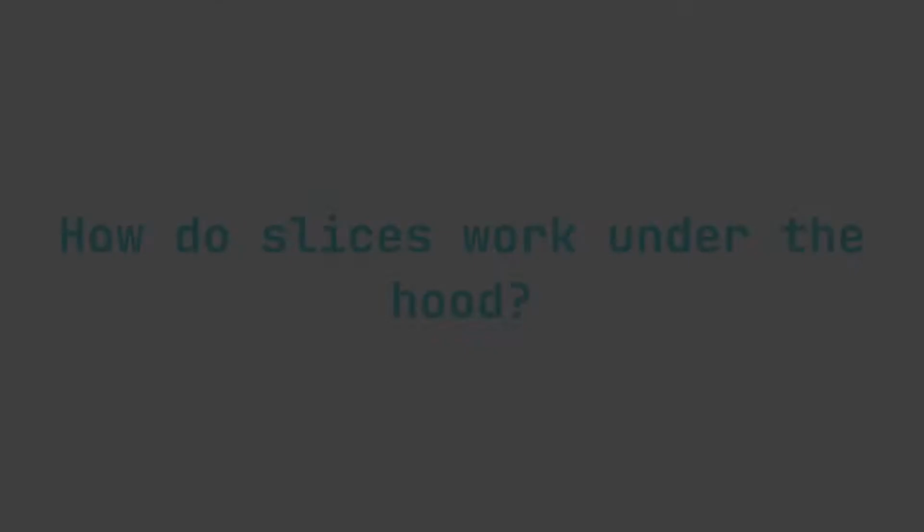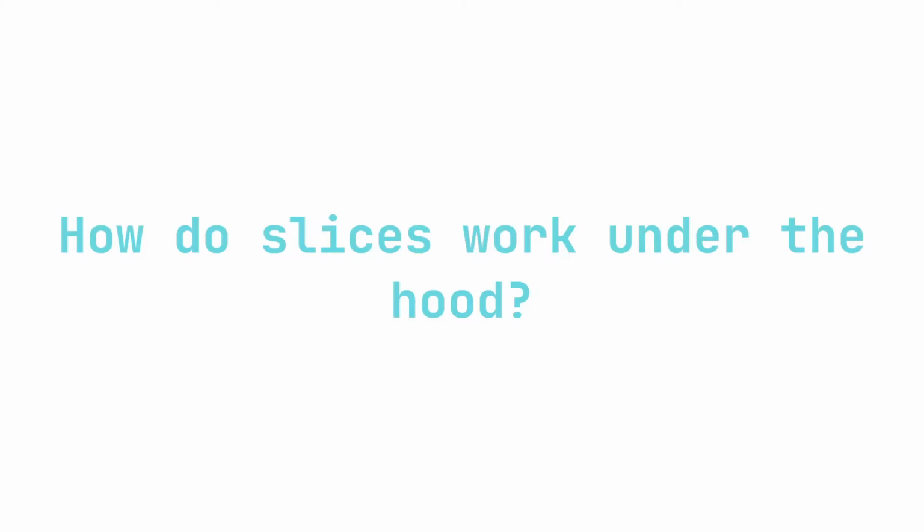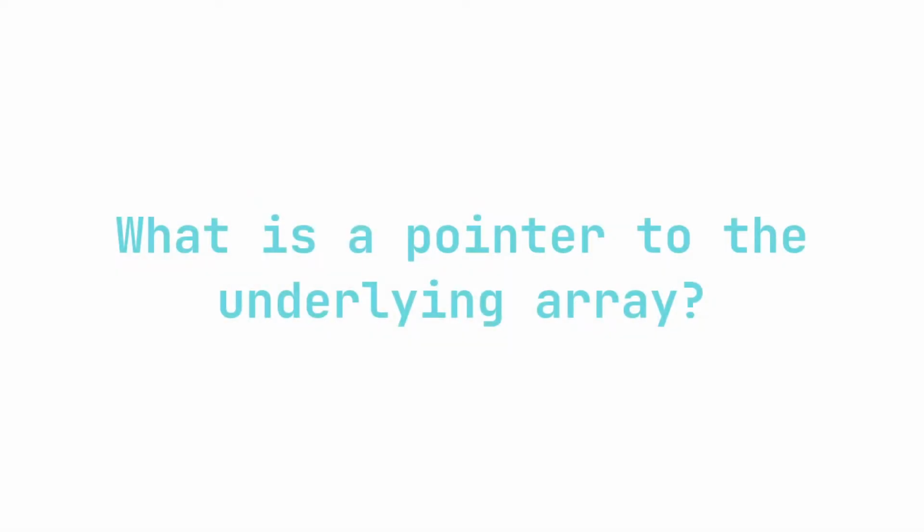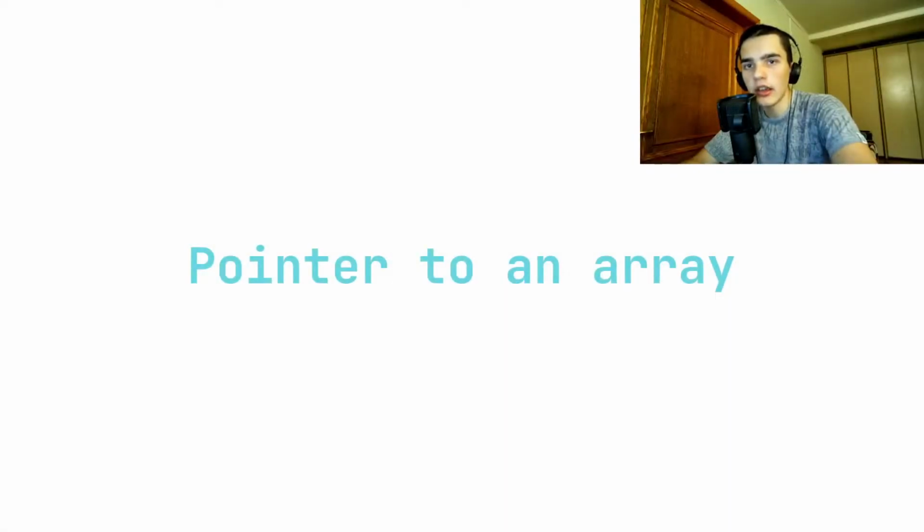Why is that? How do slices work under the hood? A slice has 3 elements under the hood. The first is a pointer to the underlying array, the second is the length, and the third is the capacity. What is a pointer to the underlying array? Slices do not contain data, so they have a pointer to an underlying array containing the data.